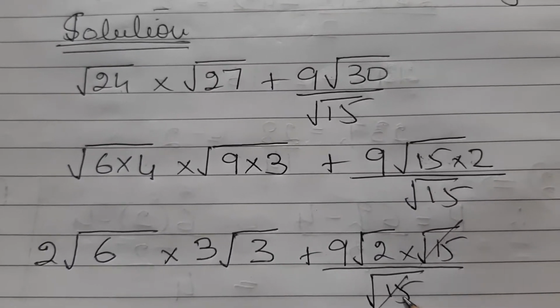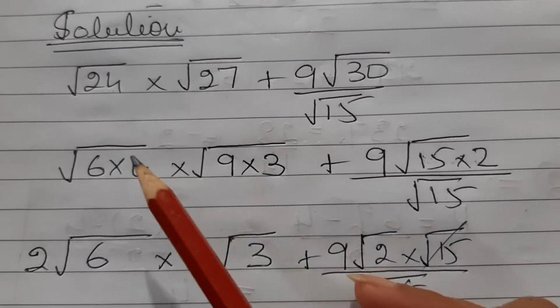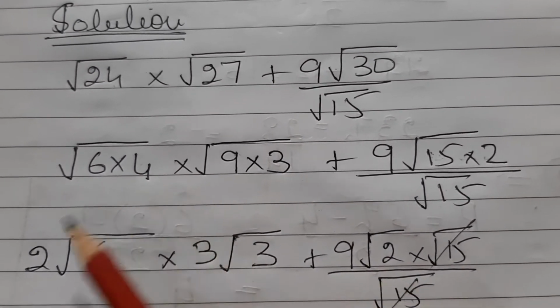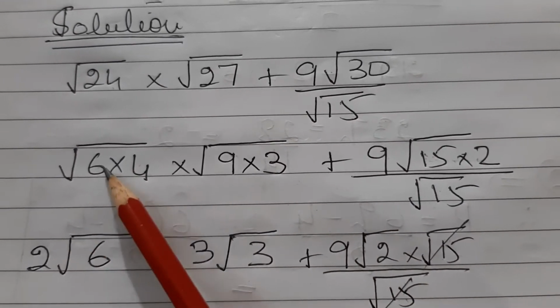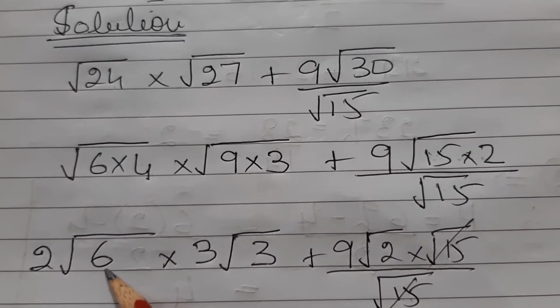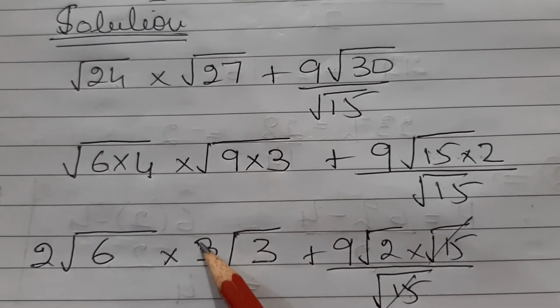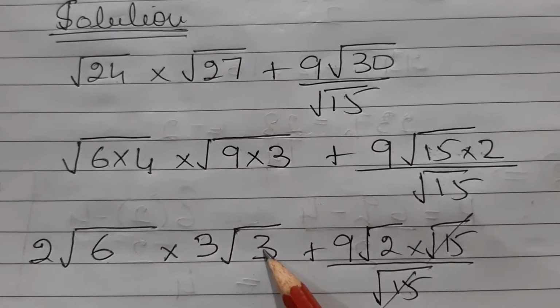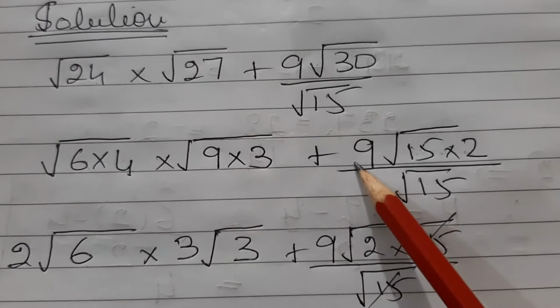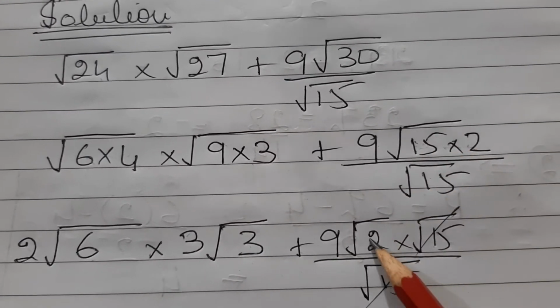So root 15 can cancel with root 15. And here root 4 is 2, which is going outside, and root 6 will remain as it is. Root 9 is 3, and this root 3 remains as it is. Plus 9 times root 2. I hope it is clear.